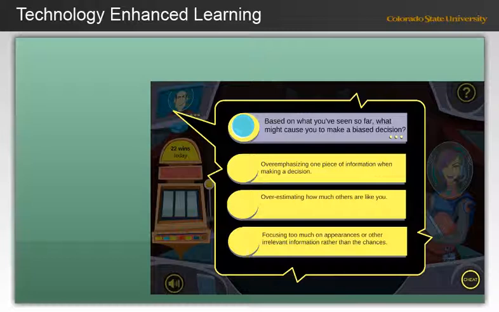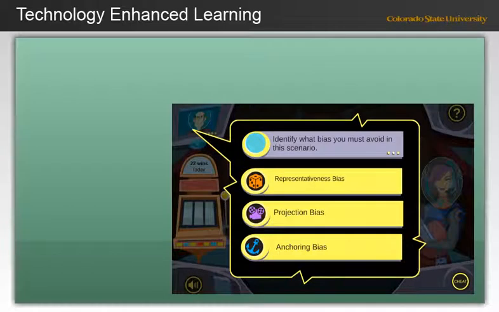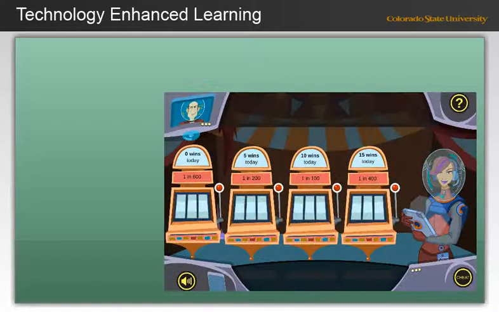We ask you a few questions. In this question, we ask, based on the information you've seen so far, what might be going on here, and the correct answer is focusing too much on appearances or irrelevant information, which is the wins today information at the top of the slot machines. And then we ask you to identify which cognitive bias may be at play, which in this case is RB. You can then go back and reveal the chance information by clicking on it, and then use that chance information to improve your decision making.